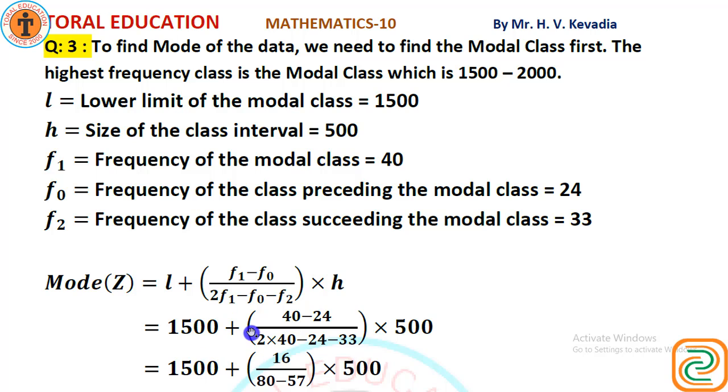The highest frequency is 40, right? So 1500 to 2000 is our modal class. So the lower limit is 1500, class size is 500, frequency of modal class 40, preceding class 24 and succeeding class 33.